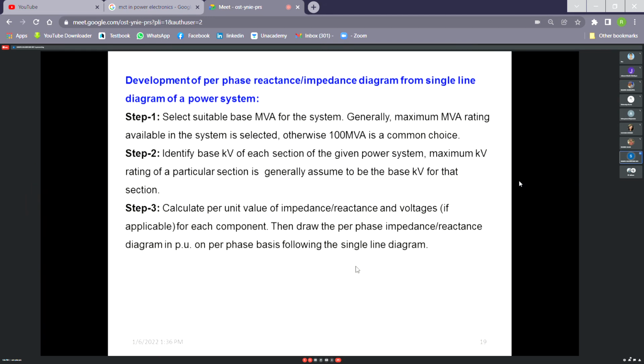So next is to calculate the per unit value of impedance or reactance or voltages, if required, for each component. Each component means the generator, transformer, transmission lines, motor, capacitor, inductor. Inductor or capacitor means the shunt compensation part. If that is there, then you convert everything into per unit values. Then draw the reactance diagram based on those per unit values.